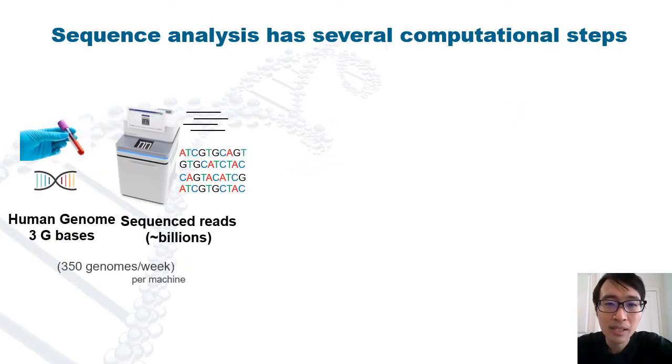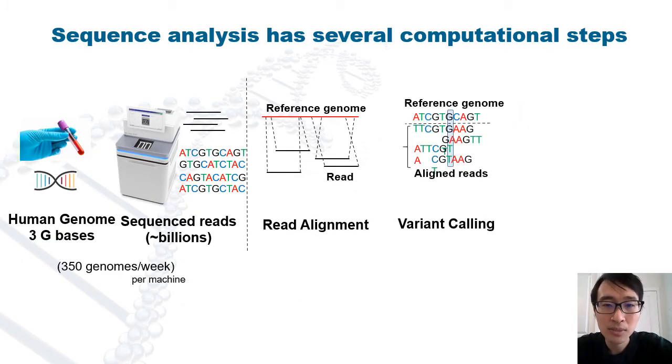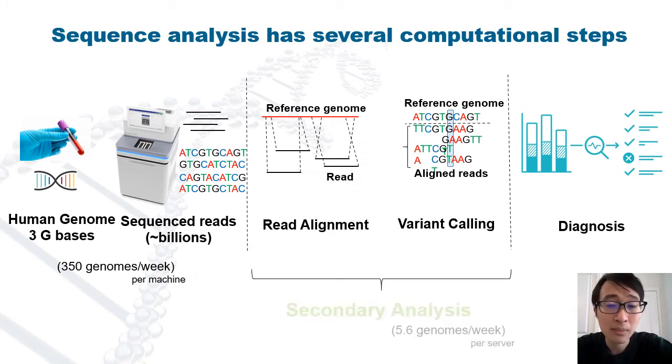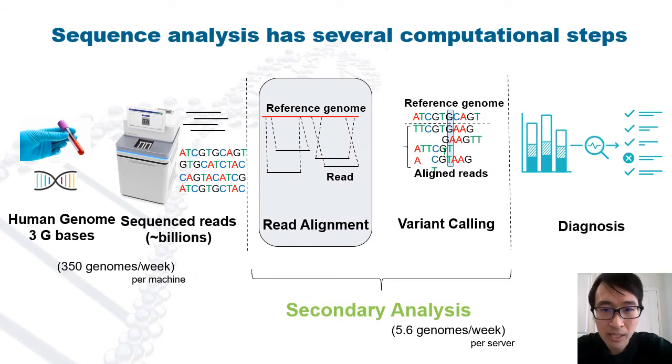In order to get meaningful diagnosis and insights from your specimen, first you pass it through sequencers that produce small chunks of genome strings called reads, and then you have a sequence of time-consuming analysis steps, and finally you can get data for a diagnosis. This whole pipeline takes several days to weeks. In this work, we target one of the computationally intensive steps called read alignment.